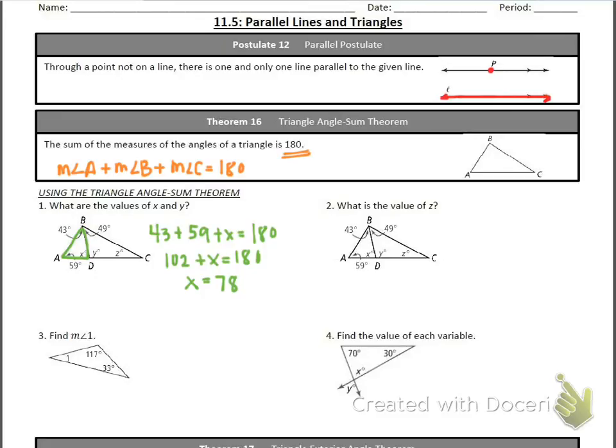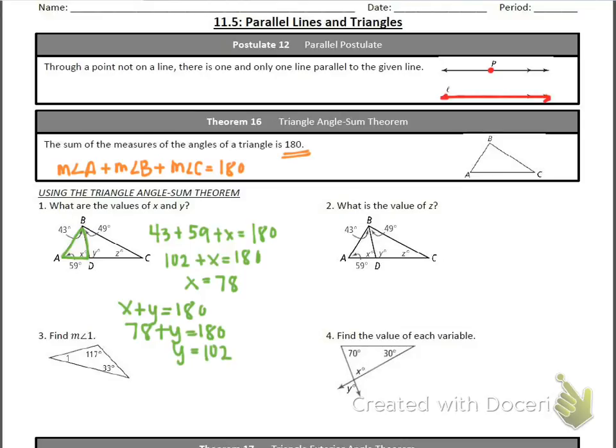So that's what I want you guys to do. To find y, you could do this one of 2 ways. You could say 180 minus 78 equals y. Probably what I would do would be x plus y equals 180, because that's the definition of supplementary. And then that would be 78 plus y equals 180. So y equals 102.